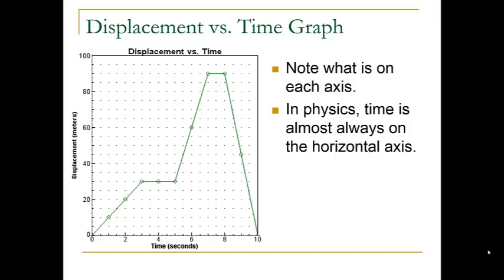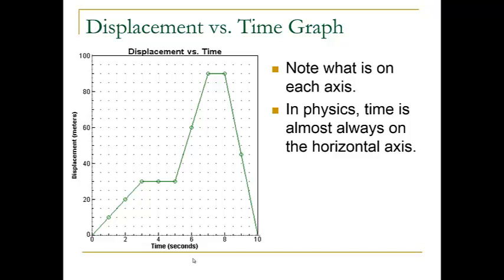For your displacement versus time graph, you'll notice that your displacement is on the y-axis. Sometimes it'll say distance. Sometimes it'll say position. It just depends upon what you're looking at. Always be careful to check your units. Time will go on the x-axis. Okay. Time is almost always on the horizontal axis. In physics, that would be your independent variable.